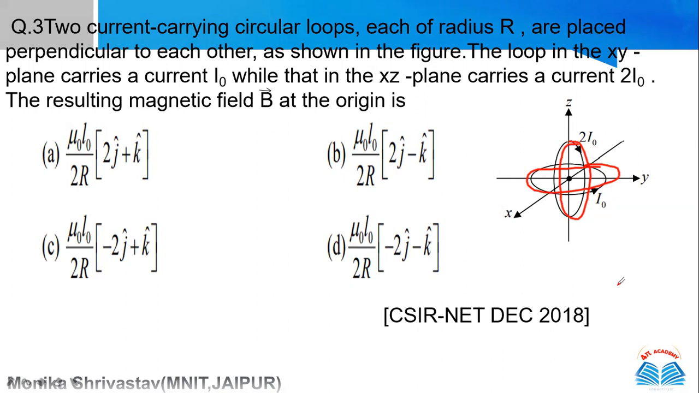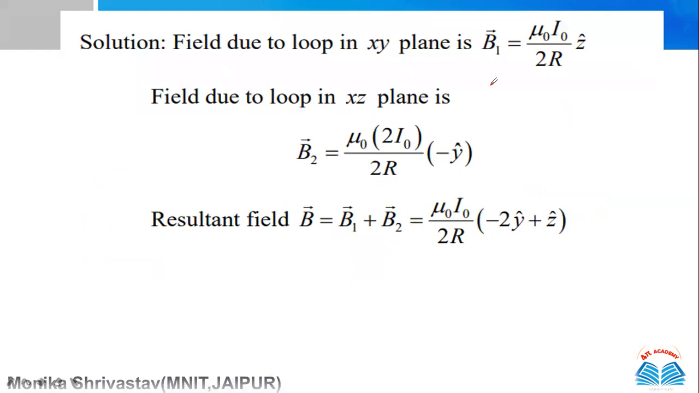We have not done these types of questions, and that is why this question is here. I have told you that for one loop you can calculate using Biot-Savart law, but here are two loops. So what can we do? This question is from NET December 2018. So obviously we'll use Biot-Savart law for magnetic field generation in a loop.